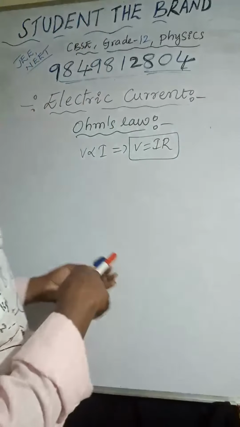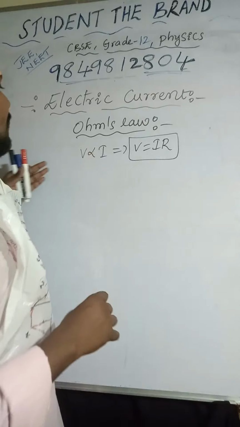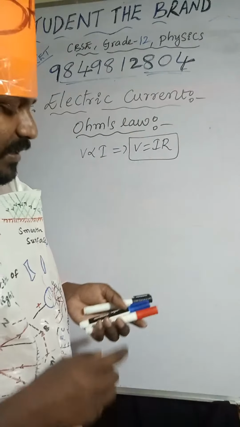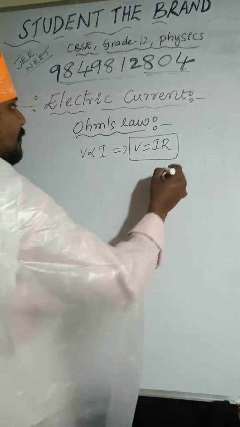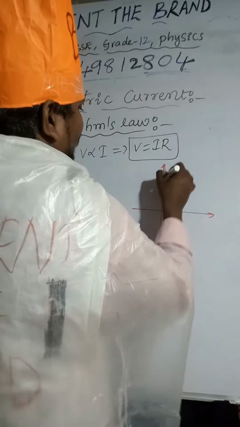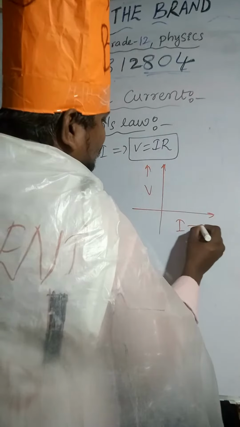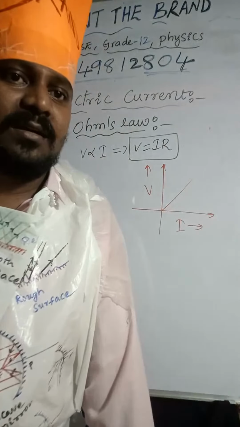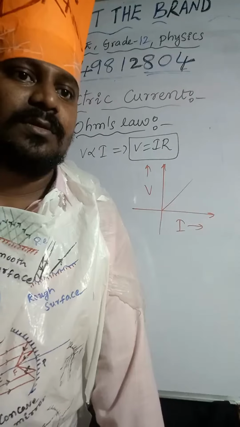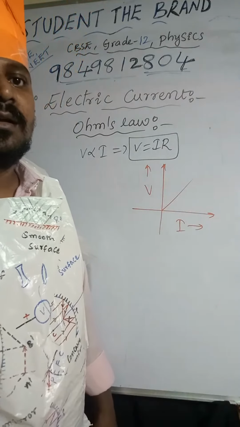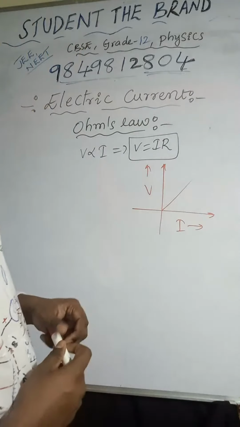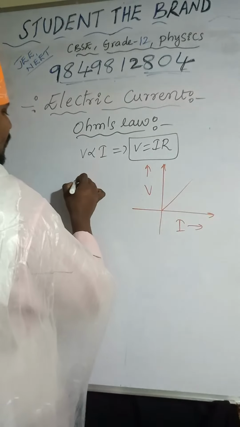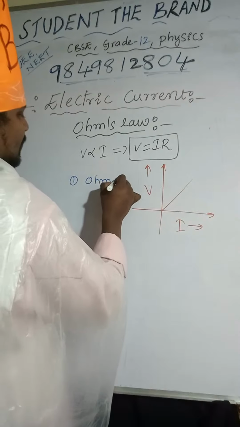Done. So come to the point now. The potential difference across the ends of a given metallic conductor is directly proportional to the current flowing through it. So V is directly proportional to I, V equals IR. If you draw the graph for V-I, with V on the y-axis and I on the x-axis, the graph is a straight line for ohmic conductors.